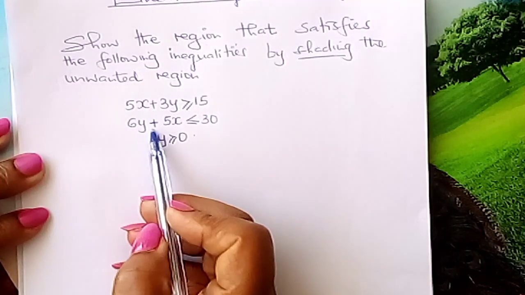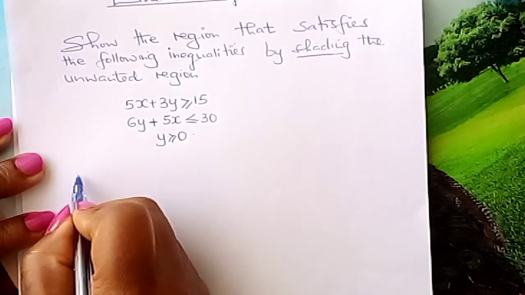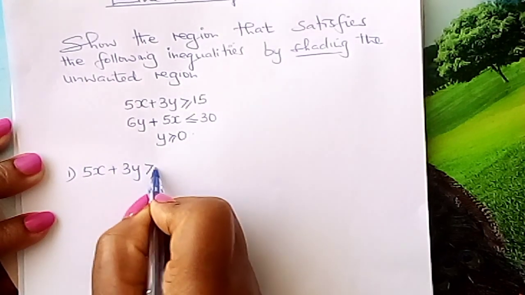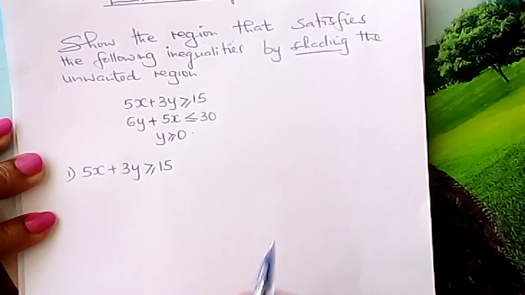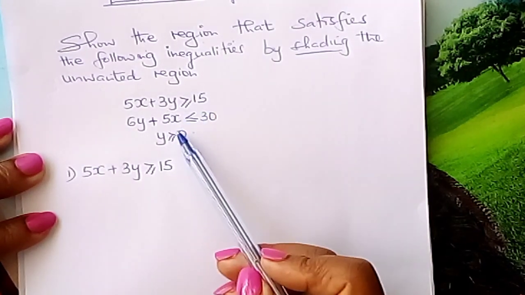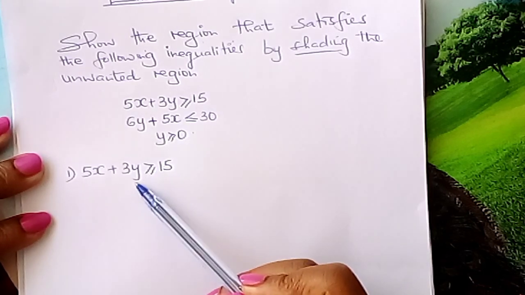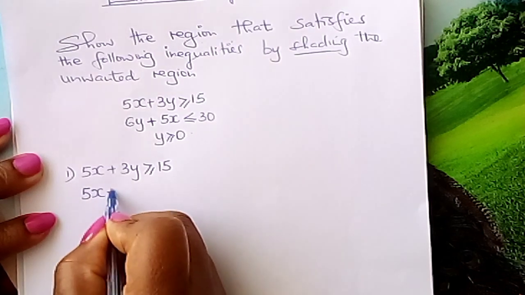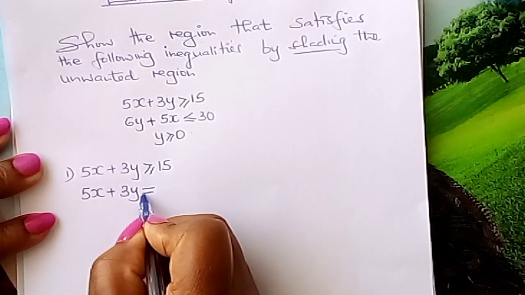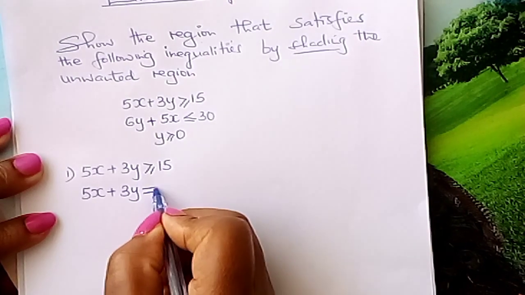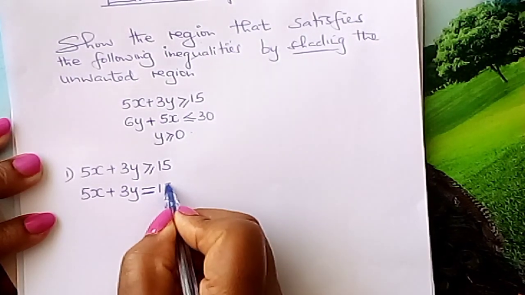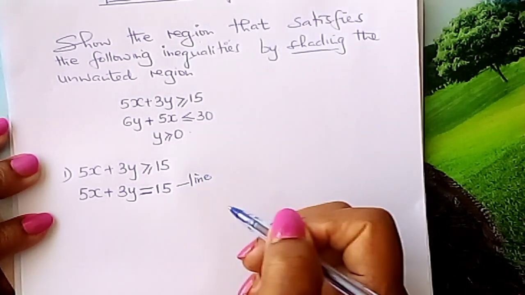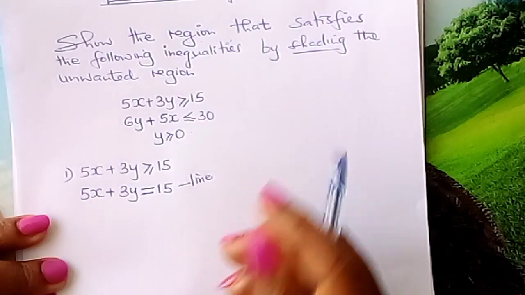So learner, we have three inequalities here. So how do you go about this? You take the first inequality, 5x plus 3y greater than 15. The first step, learner, when handling these is that you first get the equation of the line. So you write 5x plus 3y is equal to, replacing the inequality sign with equal to, and then you write whatever else is on the right hand side. This is the equation of the line that you put on a Cartesian plane.